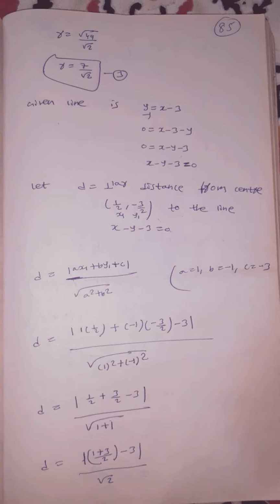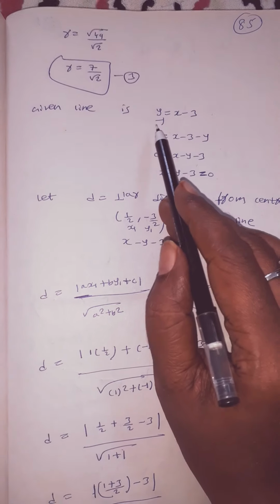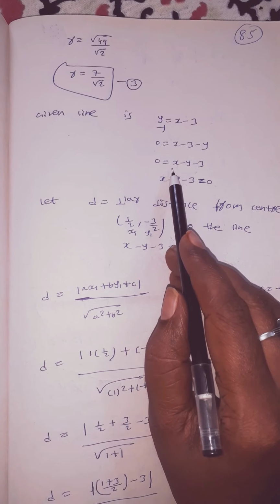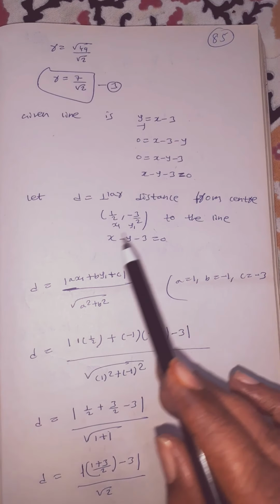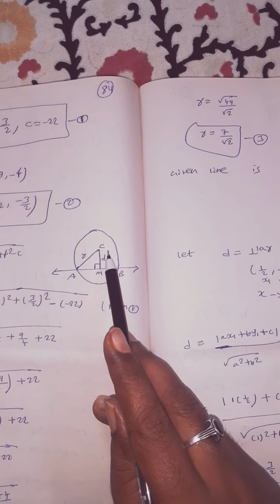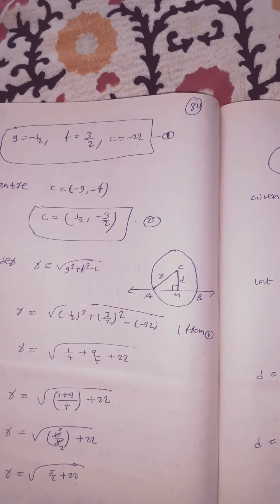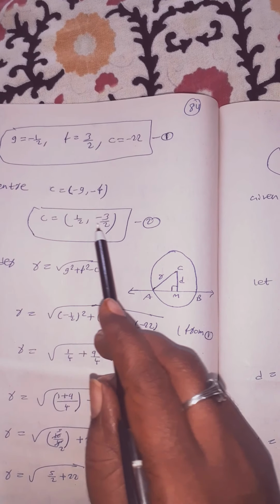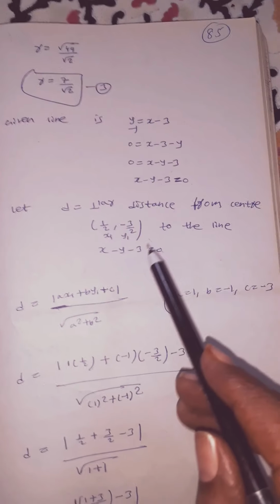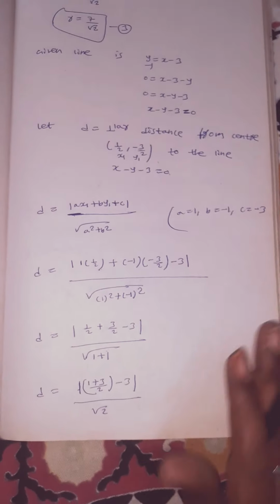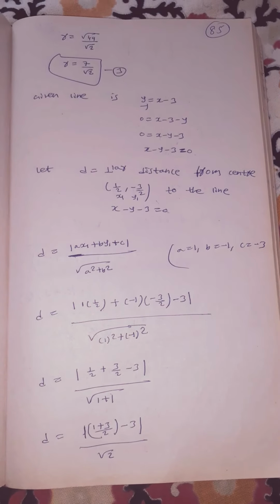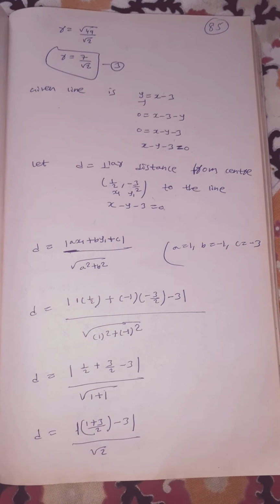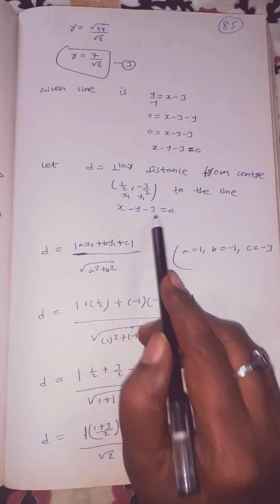Equation number 3. The given line is y equal to x minus 3, children. Sending this y to that side, plus will become minus. So write in order: x minus y minus 3, so x minus y minus 3 equal to 0. Let d be the perpendicular distance from the center. What is the center, children? The center is 1 by 2 comma minus 3 by 2, to the line x minus y minus 3 equal to 0. You know the perpendicular distance formula is modulus of ax1 plus by1 plus c by under root a square plus b square. So here a value is 1, children, b value is minus 1, c value is minus 3.